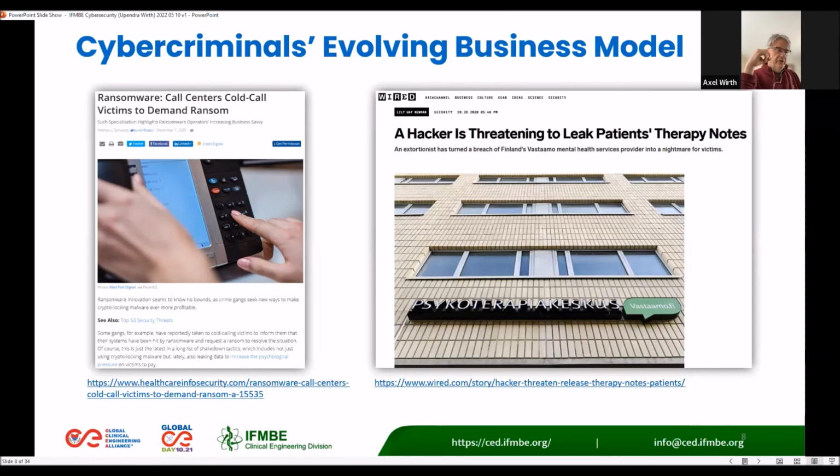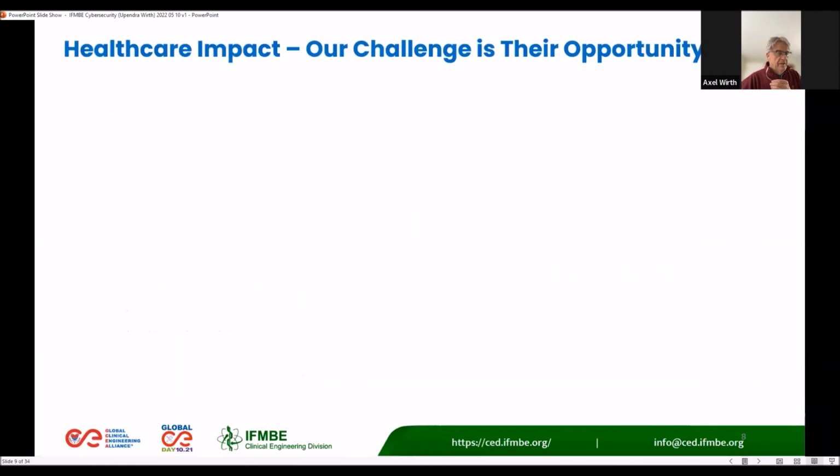On the right-hand side, another example. This was an attack on a hospital chain of psychiatric hospitals in Finland, where they not only tried to extort the hospital themselves, but also the patients whose records they got a hold of. And this being a psychiatric hospital, obviously, those records could contain quite sensitive information, and they tried to make additional money from the patients in addition to extorting just the hospital. So again, cyber criminals are very quick in developing better ways of making more money through their attacks.